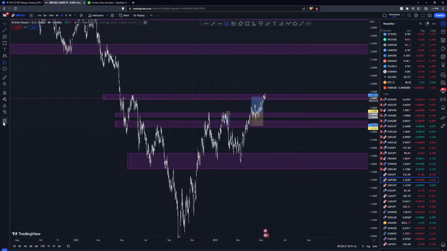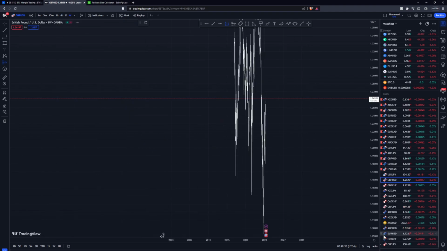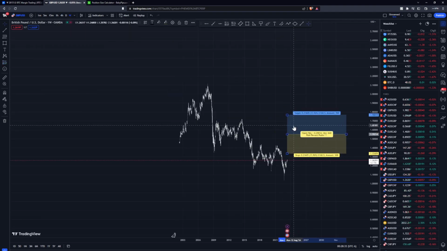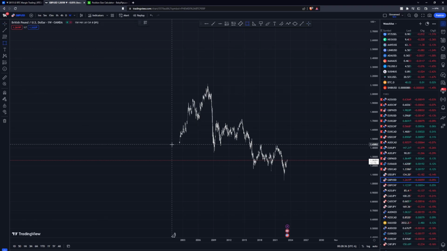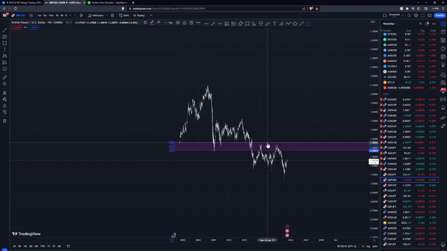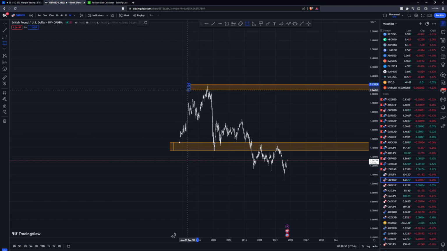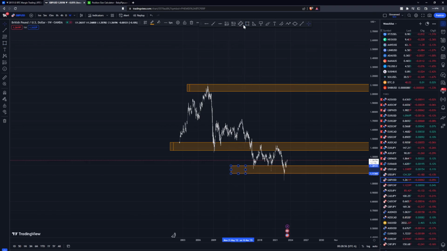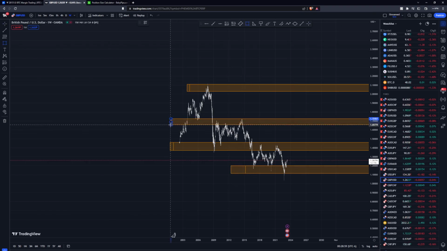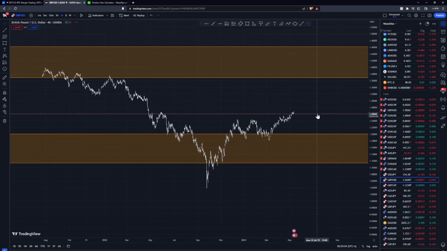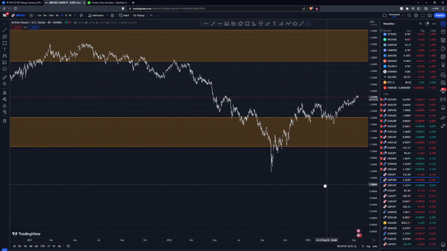GBP/USD. All right, we're gonna do the same thing. Remove all drawings, zoom out to the weekly, quickly get a good idea of where our zones should be placed. So it looks like there's a pretty obvious zone right there on the weekly, and then we can get a top and a bottom as well, and there might be even one more right here, something like that.